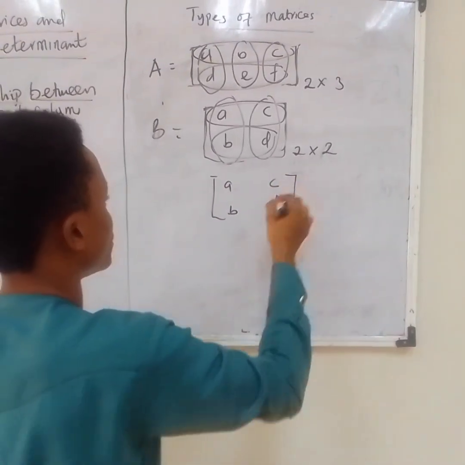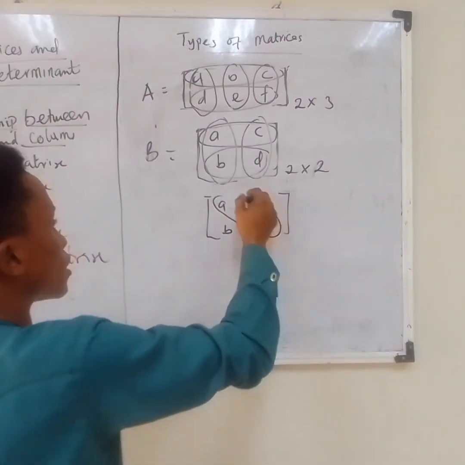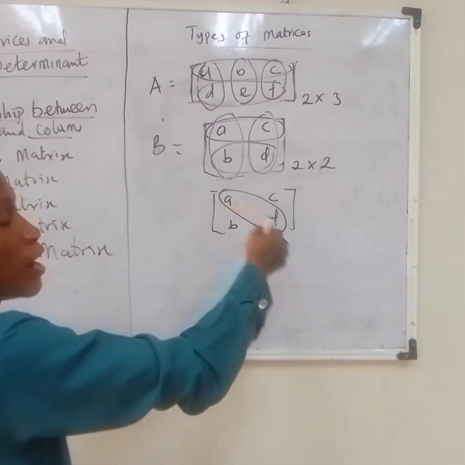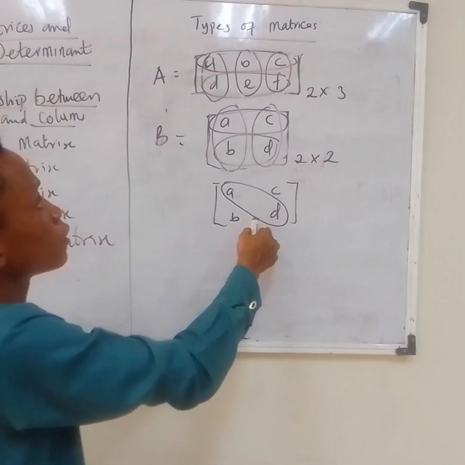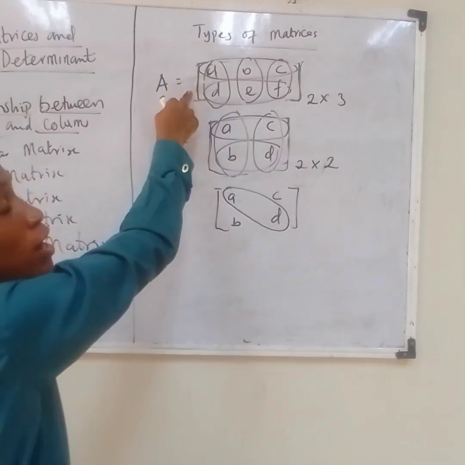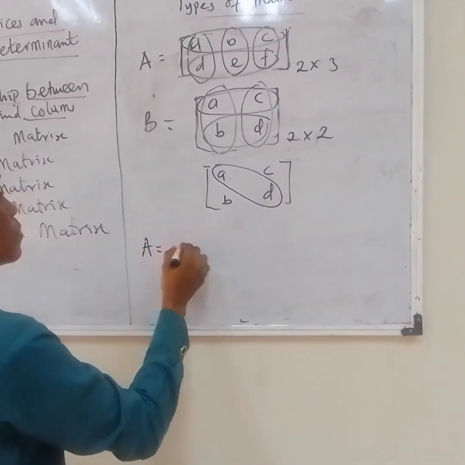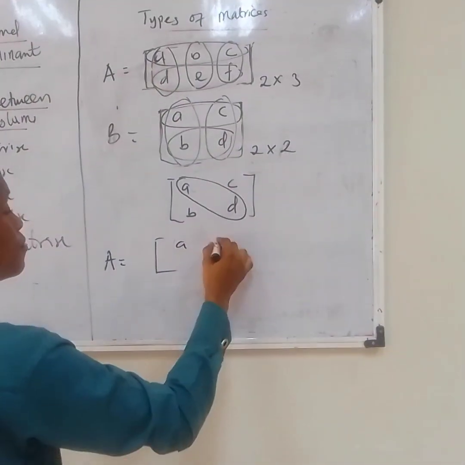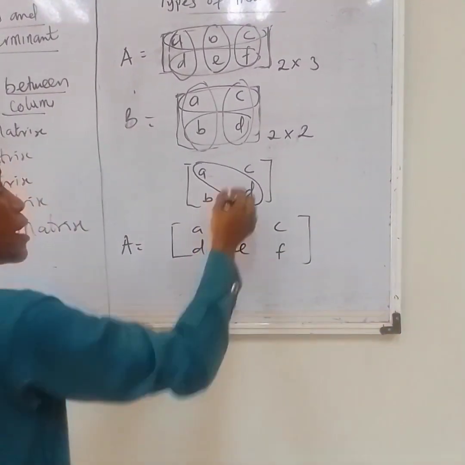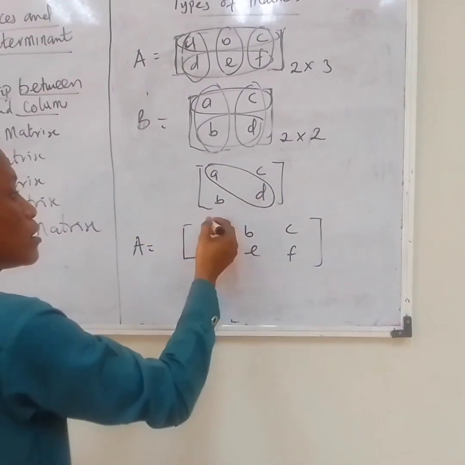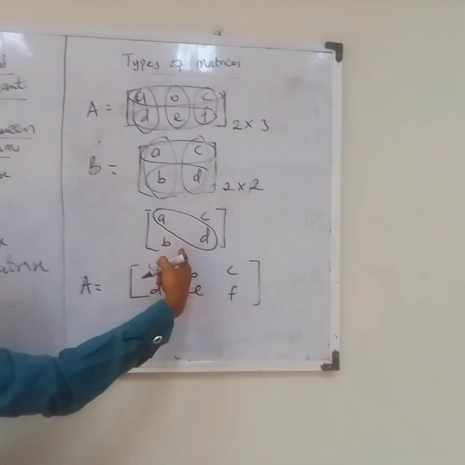Let me explain what I mean by leading diagonal. In a square matrix, we have what we call the leading diagonal. This side is what we regard as the leading diagonal. But if you look at your rectangular matrix, let me repeat with the example A, B, C, D, E, F, we can't do it the way we did here and say this is what we call the leading diagonal.